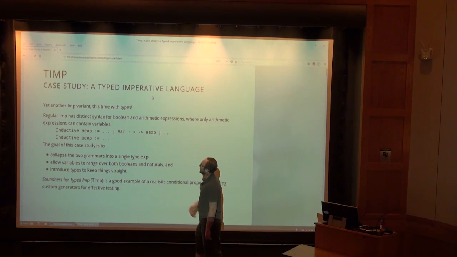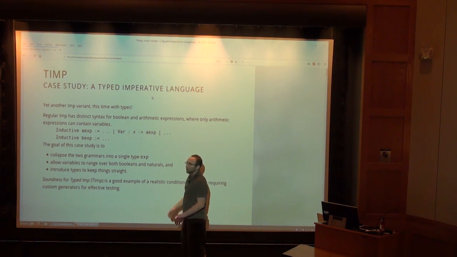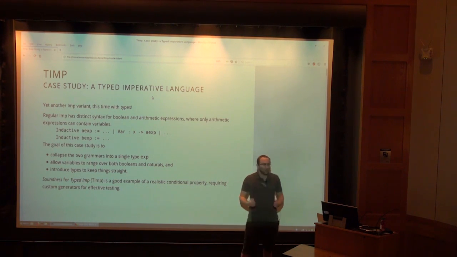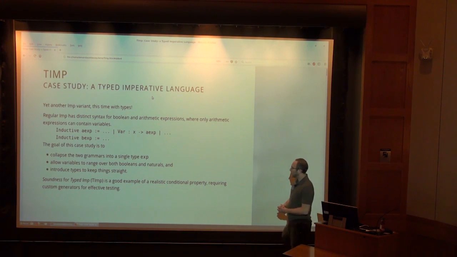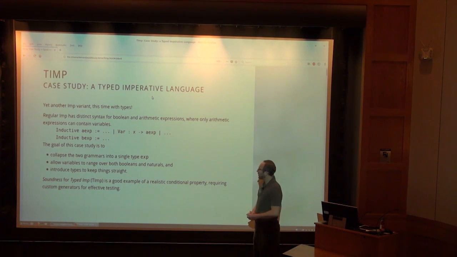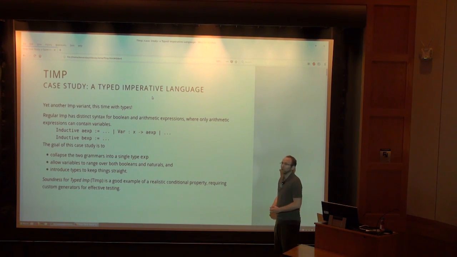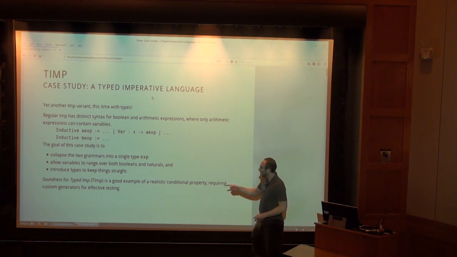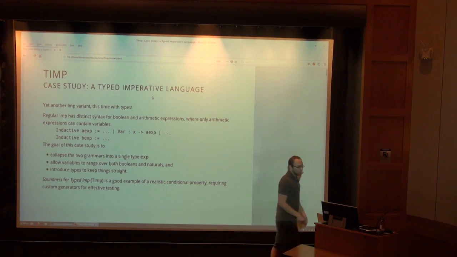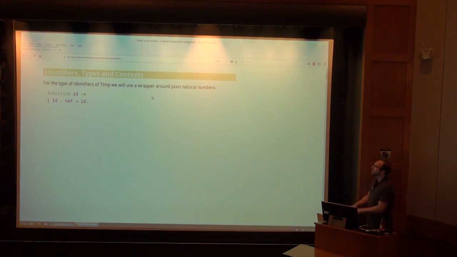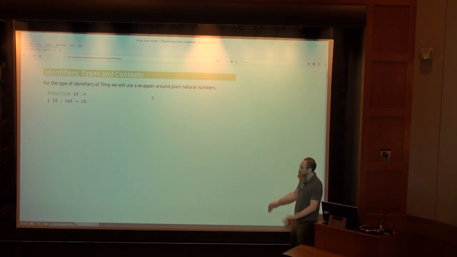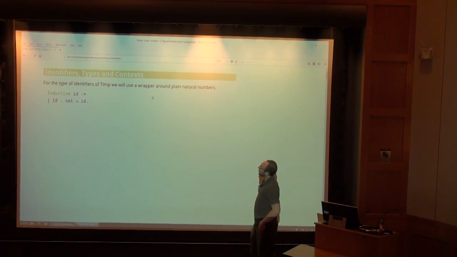When we're doing that, the soundness property of TIMP, that well-typed programs cannot go wrong, is a perfect example of a good, realistic conditional property. Benjamin was talking yesterday about how when you have a conditional property, you might have to put more effort into your generation to make it better. And that's exactly what we're going to see today. But to begin with, let's give an overview of TIMP and what we're going to talk about.